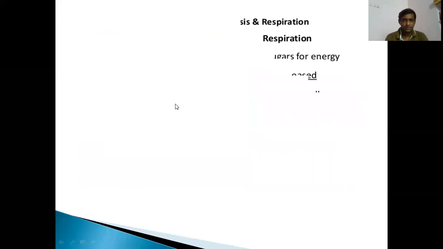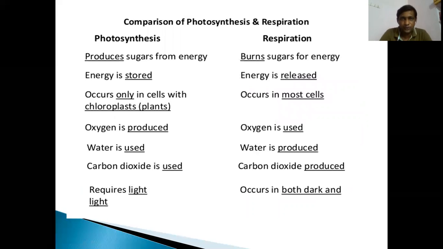Okay. So, comparison of photosynthesis and respiration: are they the same or not? In photosynthesis, sugars are made from energy, but respiration burns sugar for energy. In photosynthesis, energy is stored; in respiration, energy is released. Photosynthesis occurs only in cells with chloroplasts, or in plants, but respiration occurs in most of the cells.